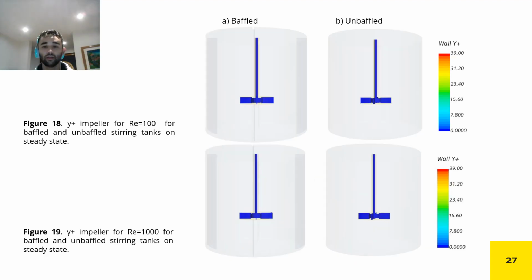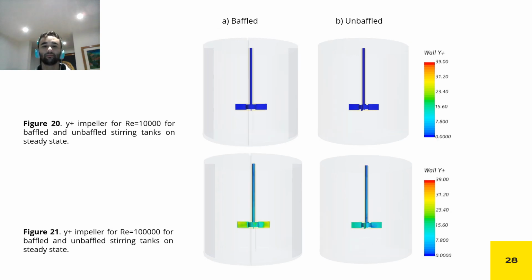Figures 18 through 21 show the Y plus value from the impeller when working with different Reynolds values. Figures 18 and 19 show the scenes when working with Reynolds of 100 and 1000. As can be observed, there's practically no difference between the Y plus scenes. On the other hand, figures 20 and 21 work with Reynolds of 10,000 and 100,000. As can be seen, when the Reynolds increases, the Y plus value increases as well. This is because the Y plus depends directly on the kinematic viscosity.